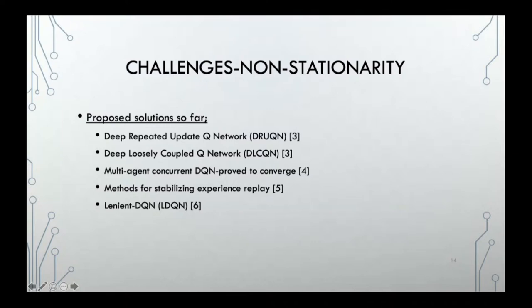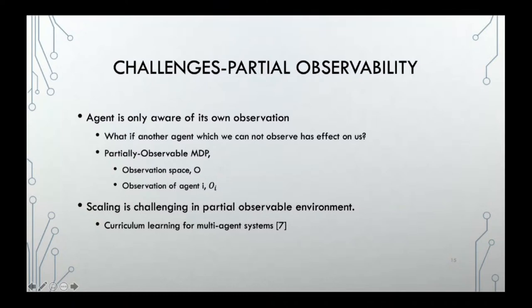And another challenge is partial observability. In real world scenarios, it's most likely that the agents are only aware of their own observation, and the complete information of the states related to the environment is not known to the agents when they interact with the environment. In these situations, agents observe partial information about the environment, and agents have to select the best action under these circumstances. We can model this kind of environment by using partially observable MDPs, which are an extension of regular MDPs. In addition to regular MDPs, here we have two variables, which are the observation space O and the observation of the individual agent.